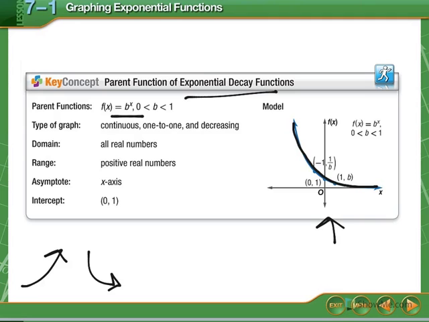The type of graph here is continuous, it's one-to-one, and it's decreasing. The domain is always going to be all real numbers, and your range is going to be positive real numbers. We do have an asymptote along the x-axis, a horizontal asymptote, so that means here the graph is going to get really close, but it's never going to touch that. And we also have a y-intercept at 0, 1, just like the exponential growth function had one at the same spot.